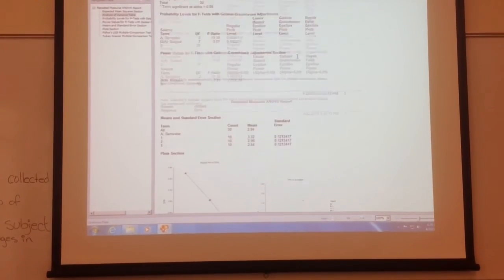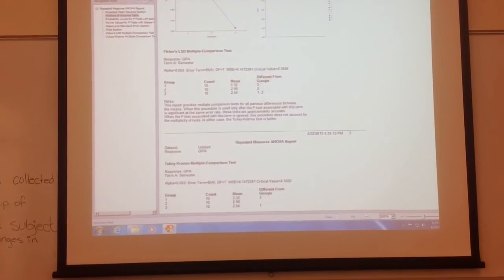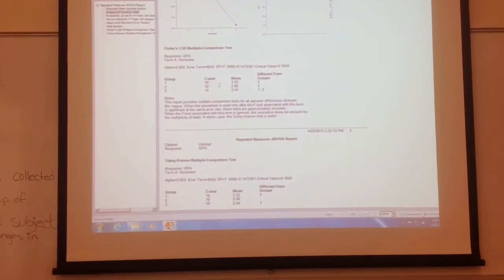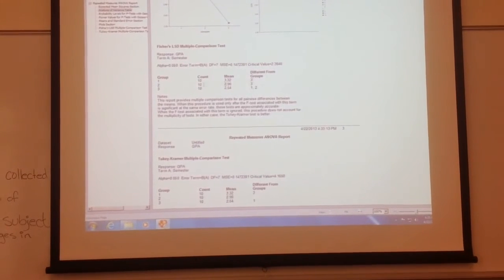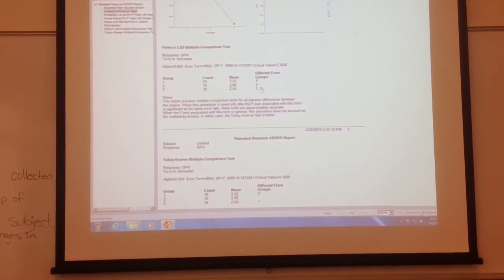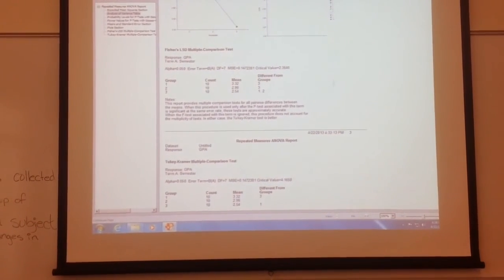The F score up here tells us that there is a difference within A, or semester, but we don't know where. So we scroll down, and the Fisher's LSD tells us that group 1, which is the first semester, it gives us the mean here, and it says that it's different from semester 3. The same thing for semester 2, and then semester 3 shows that it's different between semesters 1 and 2.